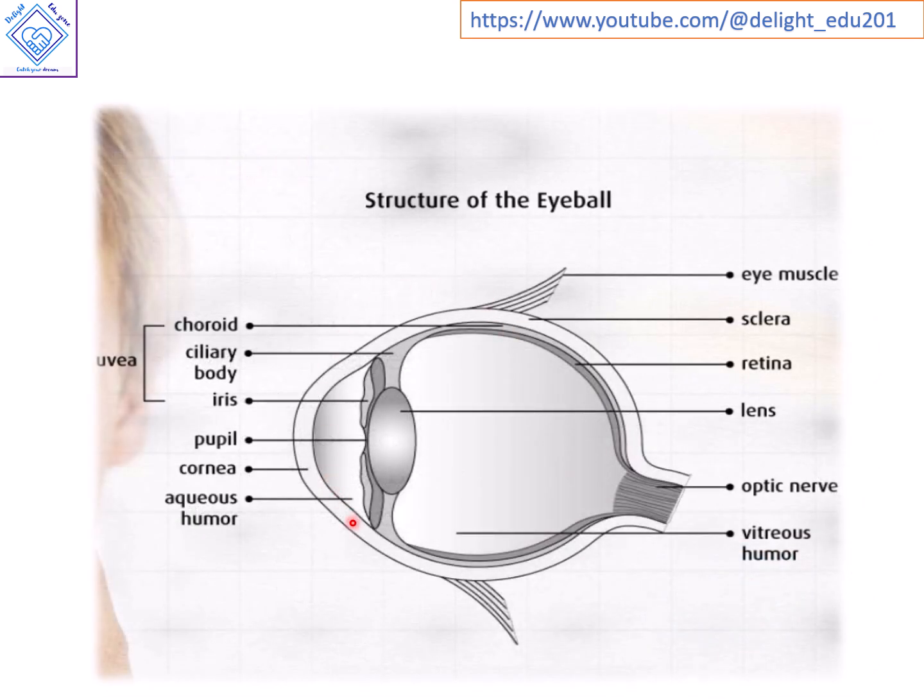This is the picture which shows the structure of the eyeball. The parts are labeled here, and it's basic, something you all already know: eye muscle, sclera, retina, lens, optic nerve, vitreous humor, choroid, ciliary body, iris, pupil, cornea, and aqueous humor. I'm not detailing this because it is basic, as you all learned from the beginning.